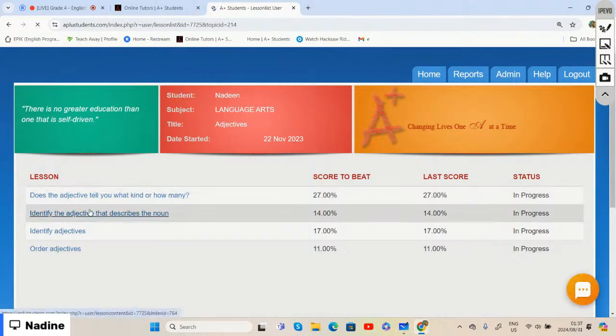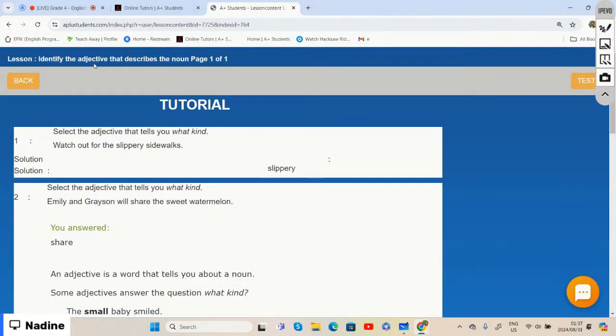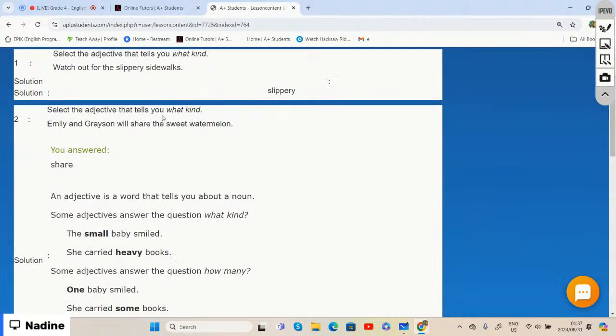All right, so now we're going to identify the adjective that describes the noun.